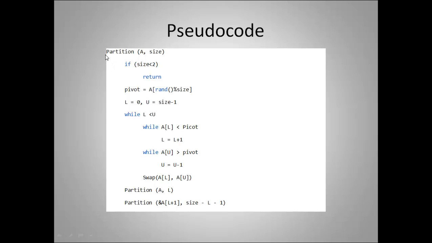So here we have a function called partition, where we're taking A, the array, and the size of the array as arguments. We have an if statement here, where if the size of the array is less than 2, we're going to return it because it would be sorted, right?